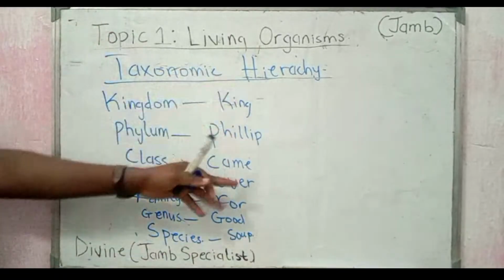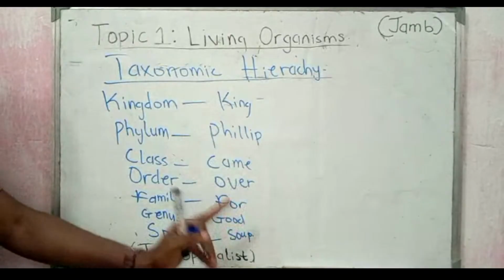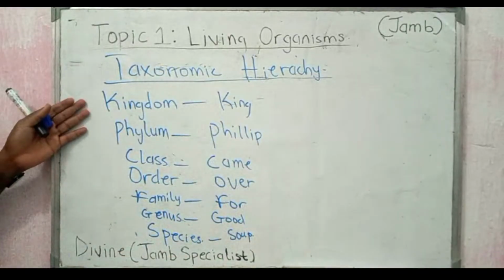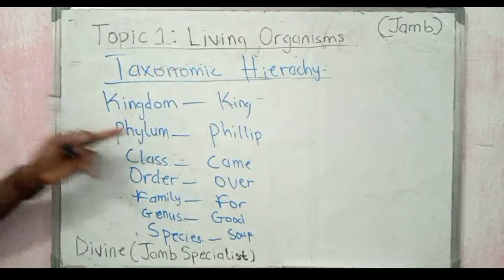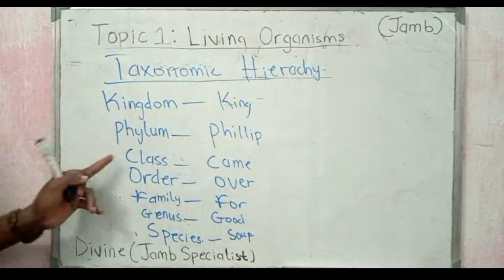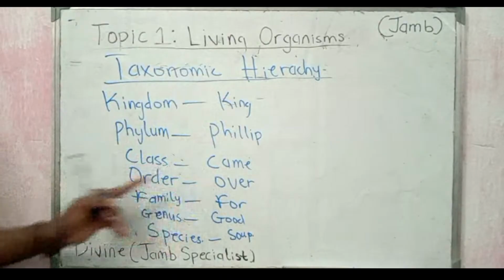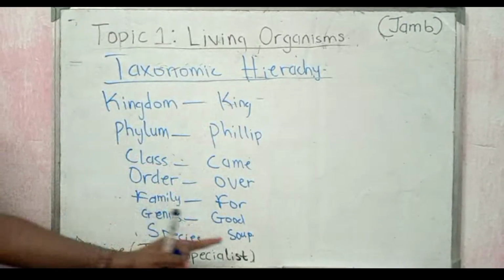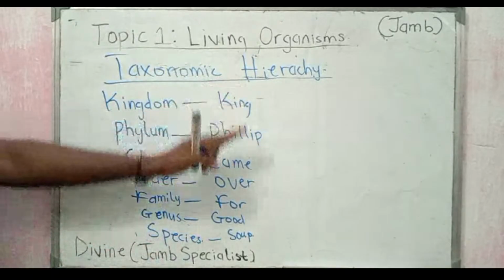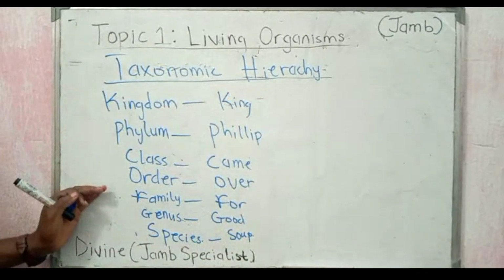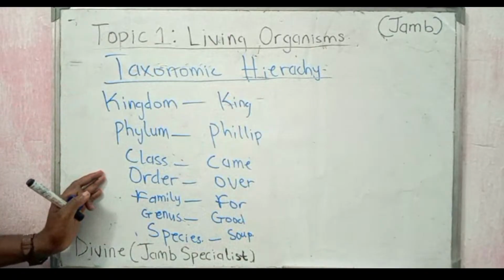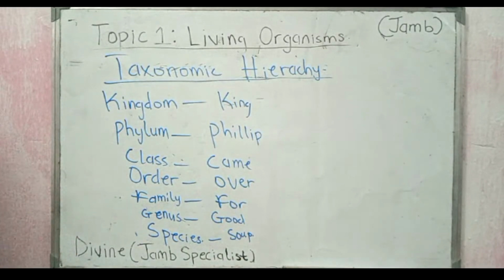Please take note of this: King Philip came over for good soup. That's how we used to remember the taxonomic hierarchy: king, kingdom; Philip, phylum; came, class; over, order; for, family; good, genus; and soup, species. If you can remember King Philip came over for good soup, you'll be able to remember the taxonomy hierarchy. Very, very simple. So let's proceed.